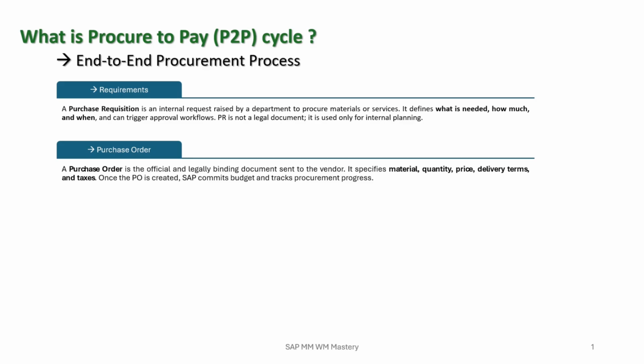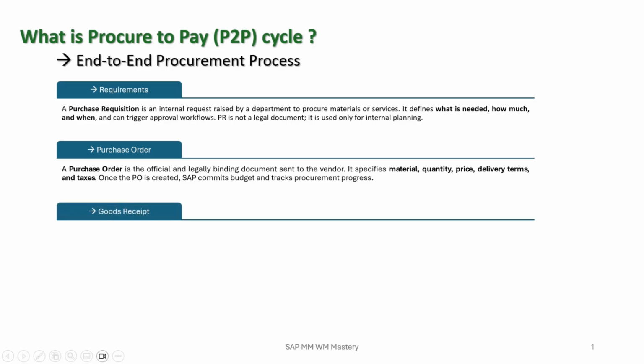Once the PO is created, SAP commits the budget and tracks the procurement progress. This is the second step in the procurement process. The first step is purchase requirements, and the second step is purchase order. Then let's see the next step, goods receipt.